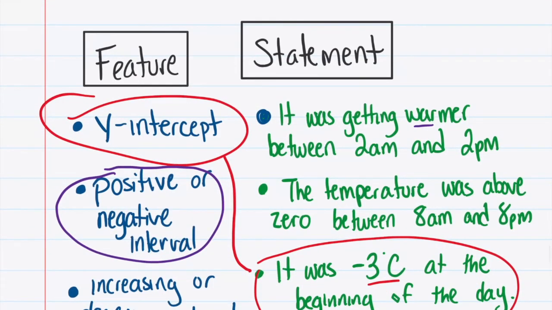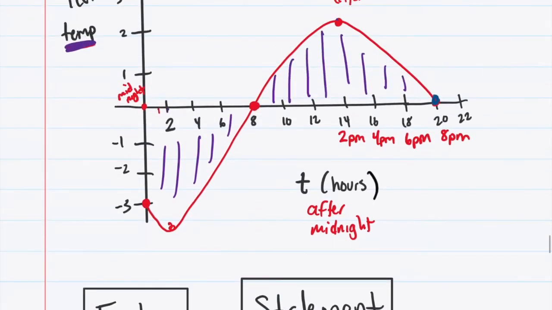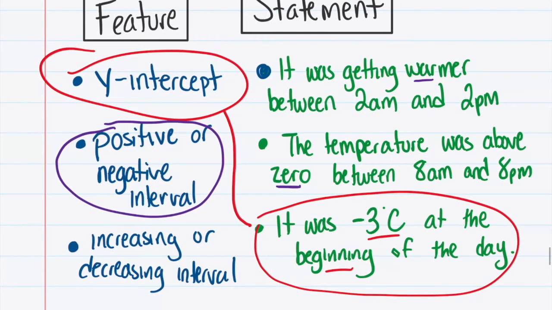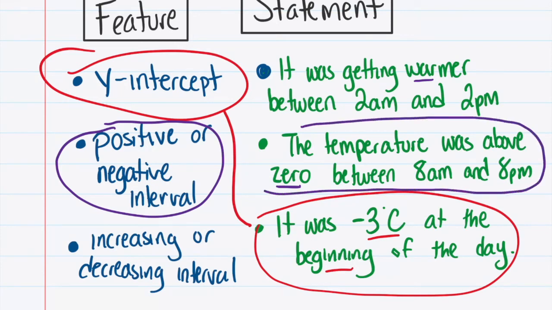The temperature was above 0. Remember, we're talking about positive and negative intervals. Above 0 between 8 a.m. and 8 p.m. Well, here's 8 a.m. Here's 8 p.m. Isn't this above 0? You guessed it. So now we're talking about positive or negative intervals. Since this one gave us a clue of above 0, we're going to put them next to each other. We're going to match them.